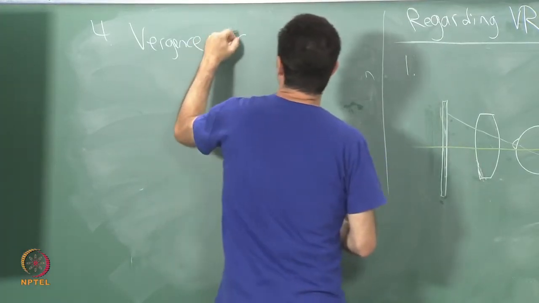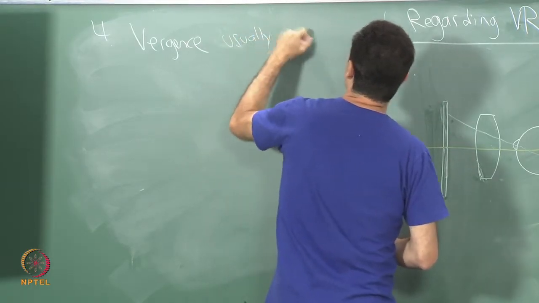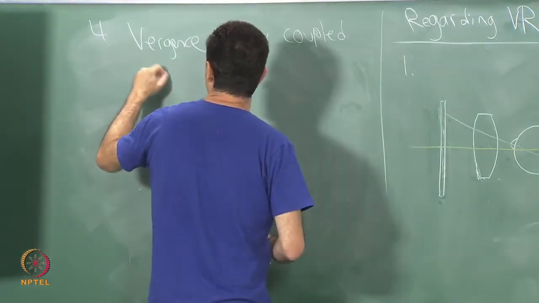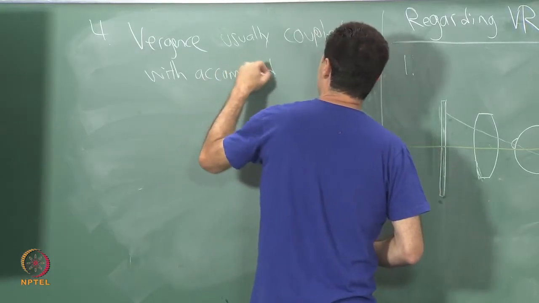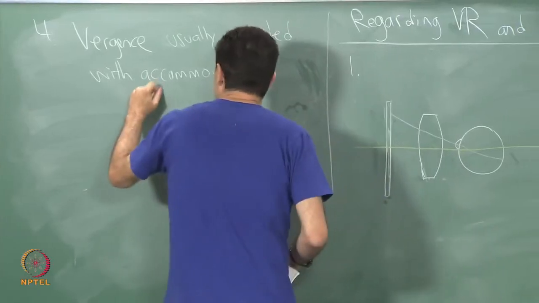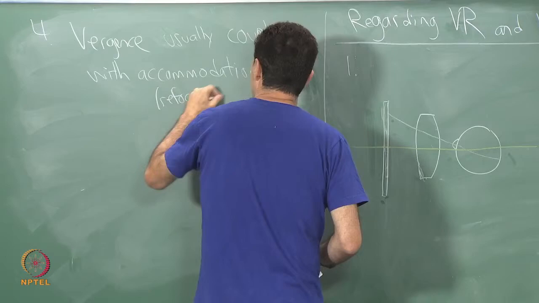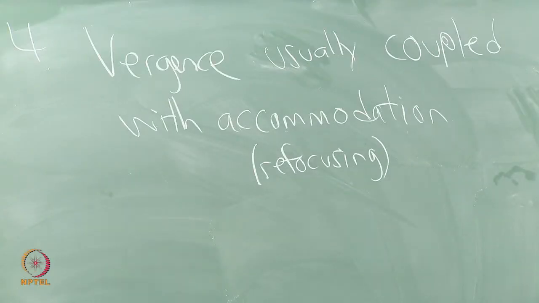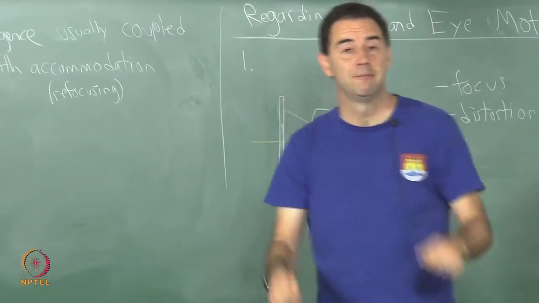is usually in the real world coupled with accommodation. Remember that accommodation means refocusing, and vergence means convergence or divergence. That's these motions that you do for stereo correspondences, right?